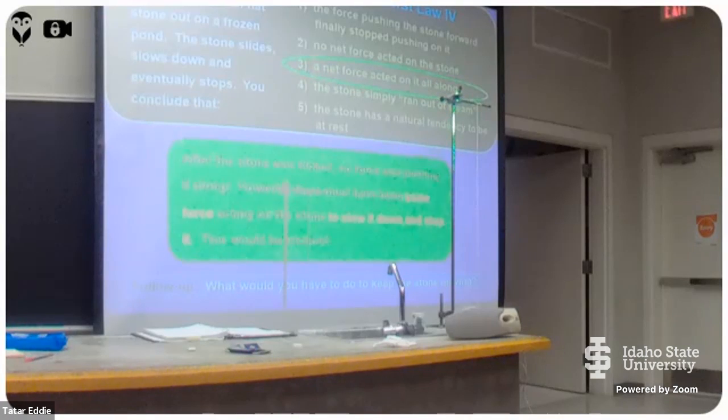So notice how tricky the other options were. You may become tempted to say, well, the stone simply ran out of steam, right? That's perfectly down to earth and calm. Or the stone has a natural tendency to be at rest. So keep in mind that tricks like that are often encountered in tests.